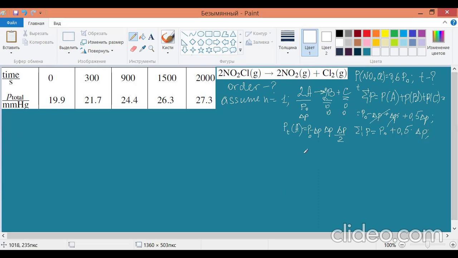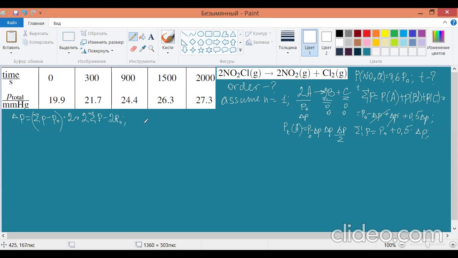Let's take delta P from this expression. So delta P is equal to sigma P minus P0, and that is doubled. Okay. It means double sigma P minus double P0.